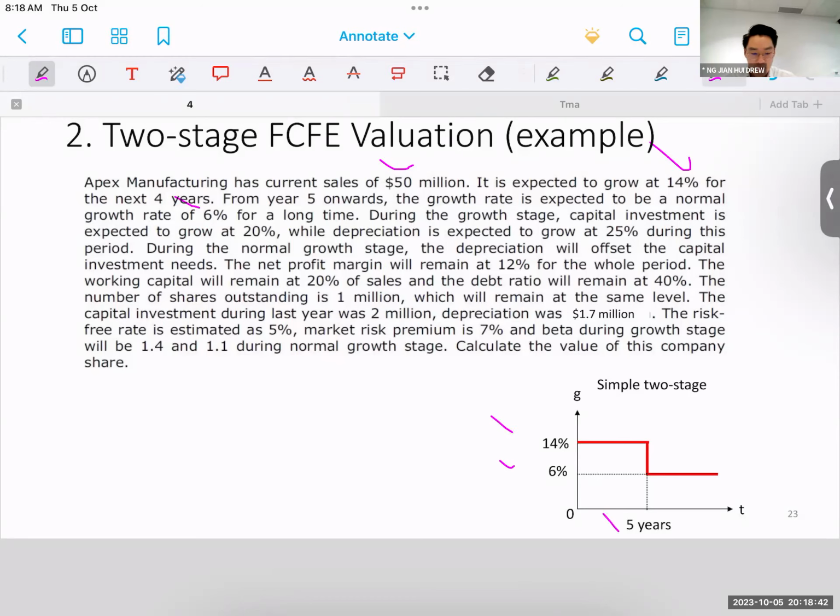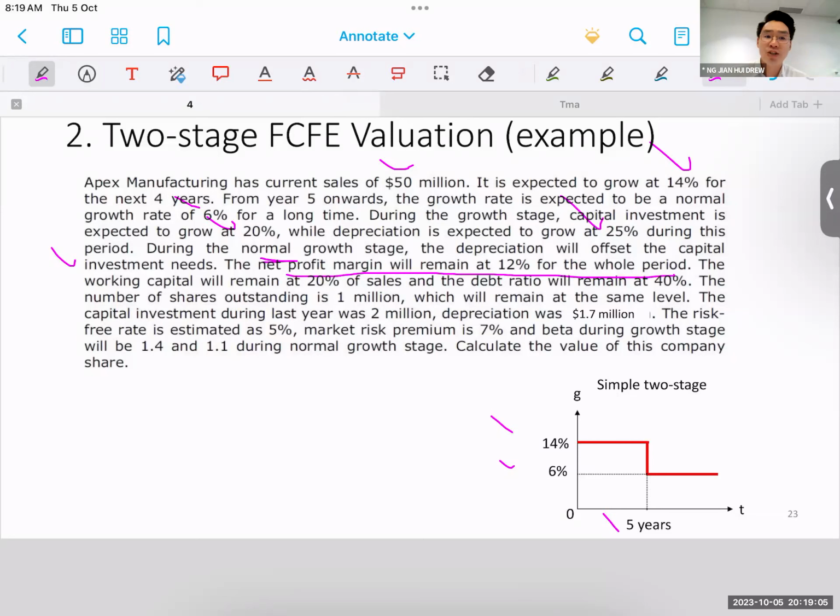And 5 years onwards is normal. During the growth stage, capital investment is expected to grow 20%, and depreciation is expected to grow at 25% during this period. During the normal growth stage, the depreciation will offset, so only normal growth. Now they give you net profit margin, which remains at 12% for the whole period.